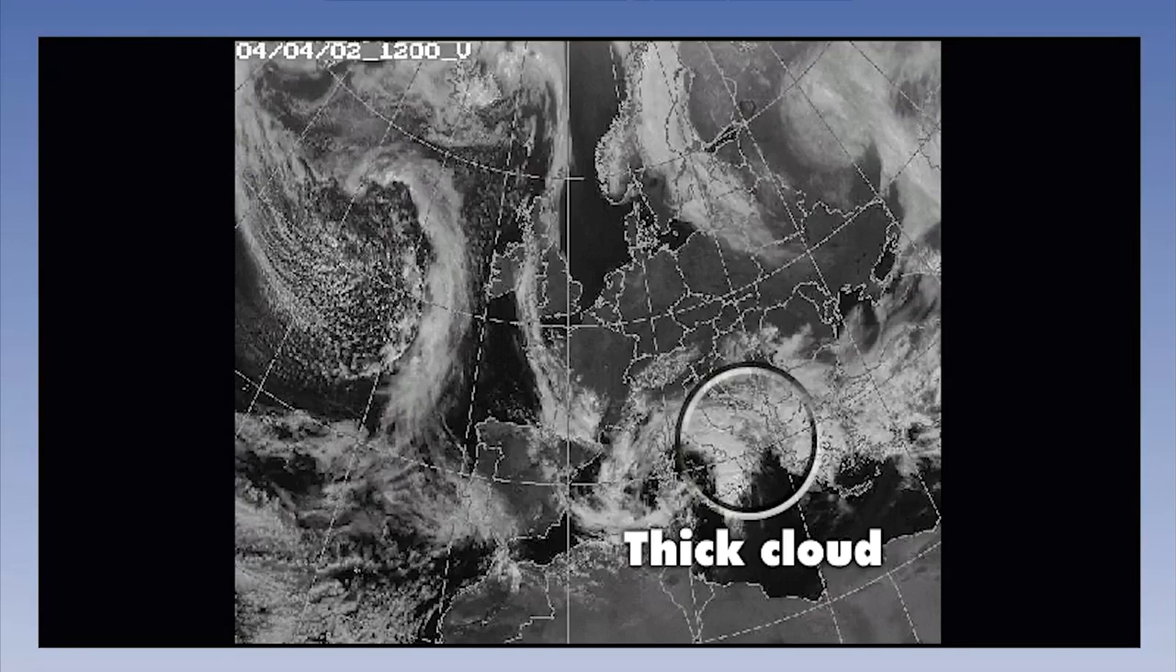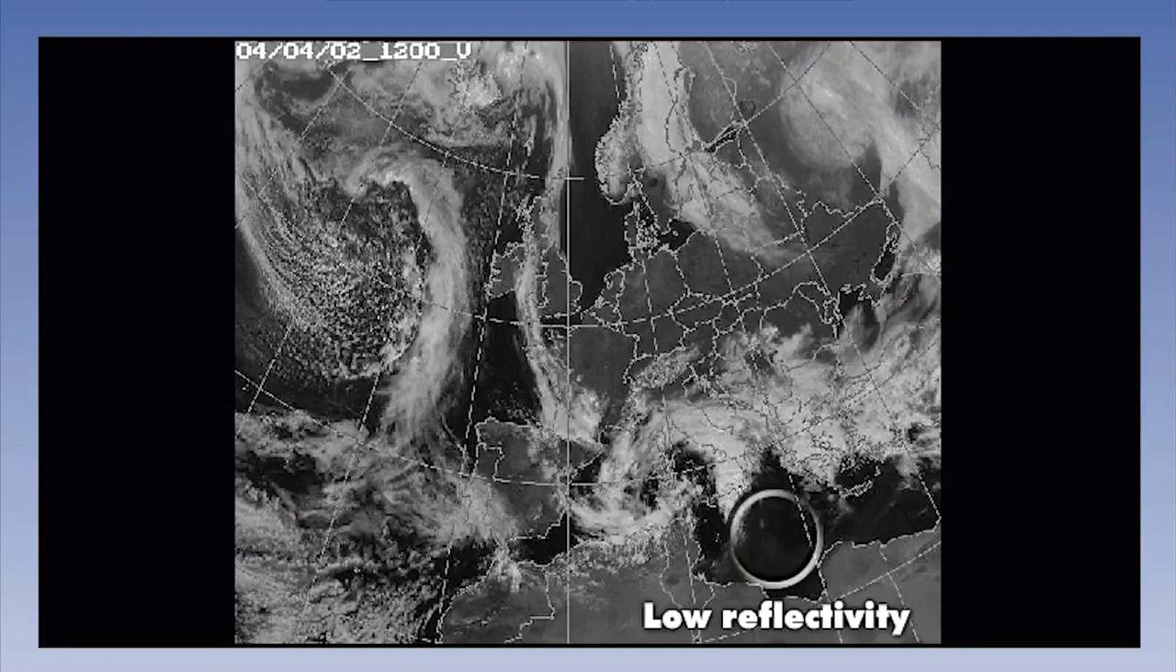In general, thick cloud is more reflective than thin, and so will appear brighter. Water cloud is more reflective than ice cloud and will also appear brighter. And cloud composed of small droplets is more reflective than cloud composed of larger droplets. This is why fog appears very bright on visible satellite pictures, despite the fact that it's relatively thin. So, in summary, in a visible satellite picture, low reflectivity appears black, while high reflectivity appears white, with various shades of grey being used for reflectivities between the two.